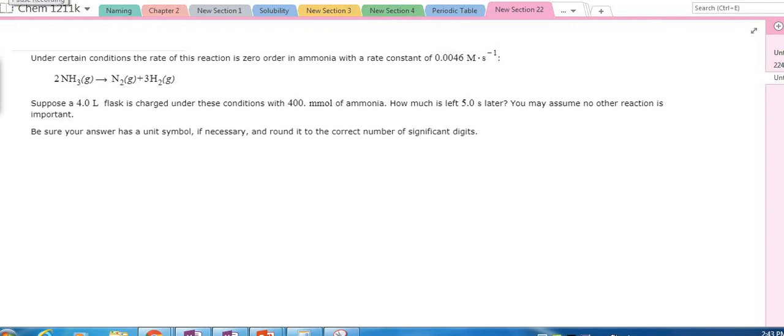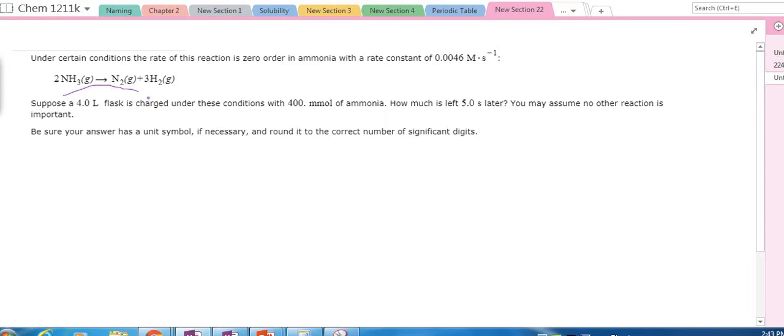Okay, here's an Alex problem dealing with a rate of reaction that is zero order. What we have here is ammonia that is going to dissociate into nitrogen and hydrogen. So here is our chemistry that is going on.